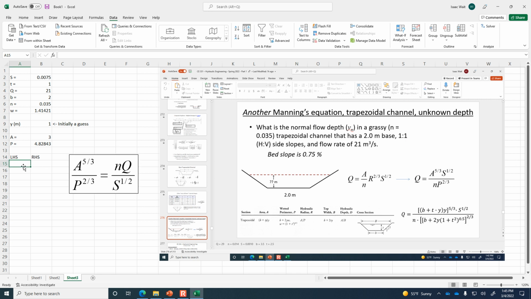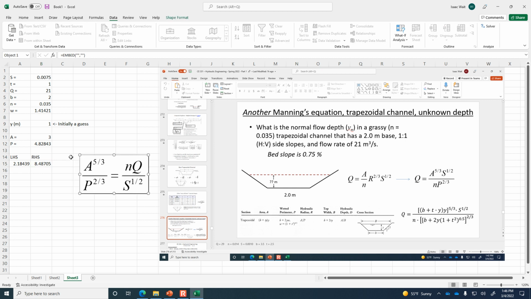So left-hand side is going to be area to the power of 5/3 divided by the wetted perimeter to the power of 2/3. So this left-hand side is if the depth is 1. On the right-hand side is where I have all the known parameters that aren't changing as a function of depth. So n value times the flow rate divided by the slope to the 1/2 power. So you can see that they don't equal each other right now, so we're going to have a difference that we want to have minimized down to 0.